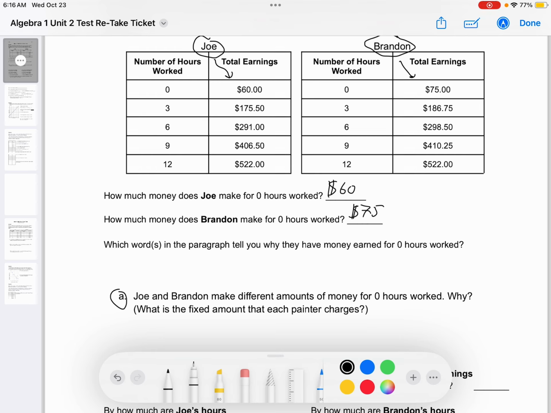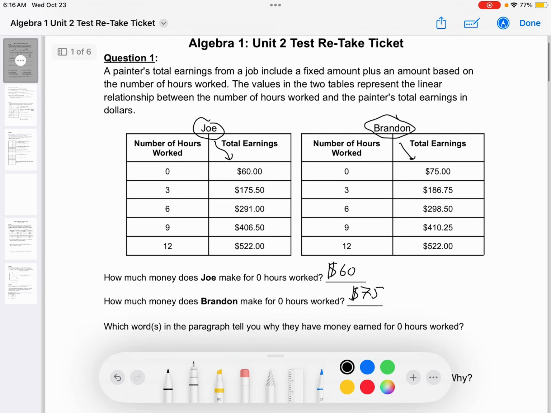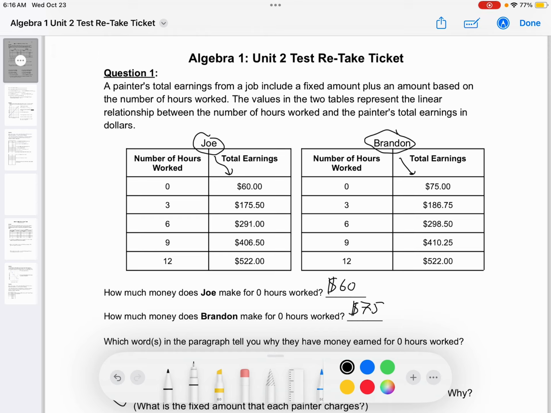So the next question says, which words in the paragraph tell you why they have money earned for 0 hours worked? Well, let's look back at the paragraph. It says a painter's total earnings from a job include a fixed amount plus an amount based on the number of hours worked. So if we're looking at this first sentence, it says it includes a fixed amount. Their earnings include a fixed amount plus an amount based on the number of hours.